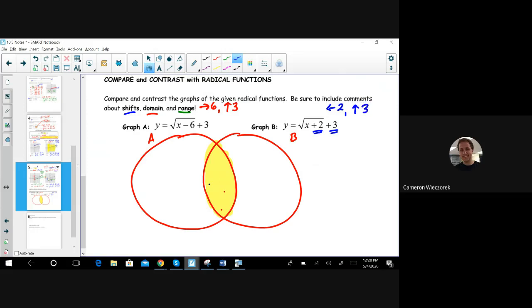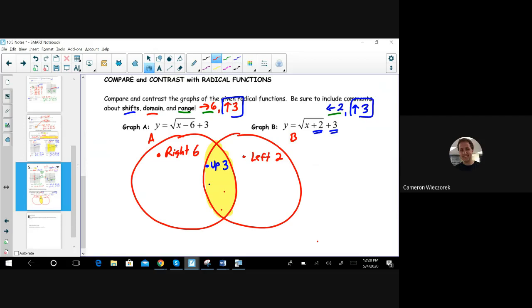Okay, so right away, what do they both share in common? They definitely both are moving up 3 units. So that's going to go in the middle. They both move up 3 from the parent function. But something that's different is this one moves right 6 and this one goes left 2. So I'm going to mention that as a difference. This one moves right 6 and this one moves left 2.